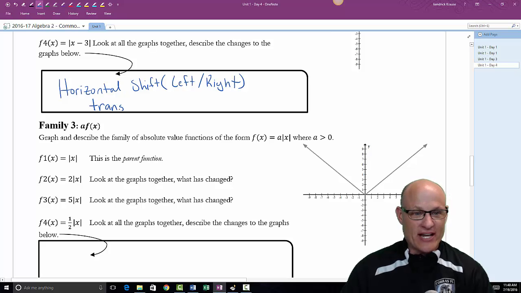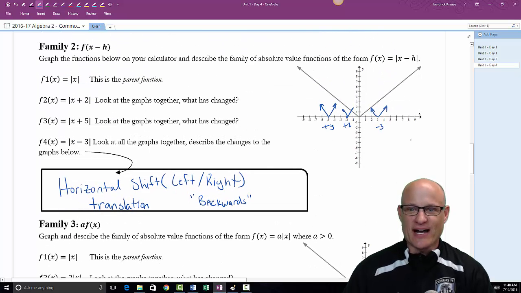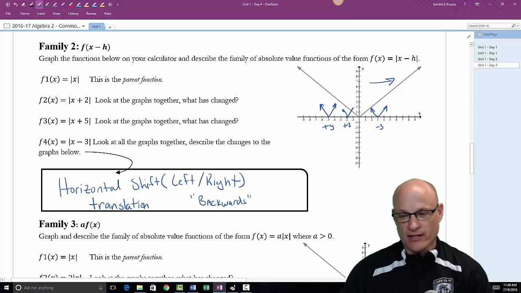It's another translation. Now, the key to this one is I want you to remember it's backwards from what you normally would think. Well, if I added 5, you would think, oh, add 5, we go to the right. Subtract 5, we go to the left, but that's not true. When we add, we go to the left. When we subtract, we go to the right.